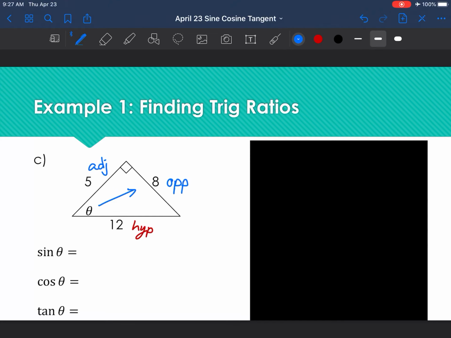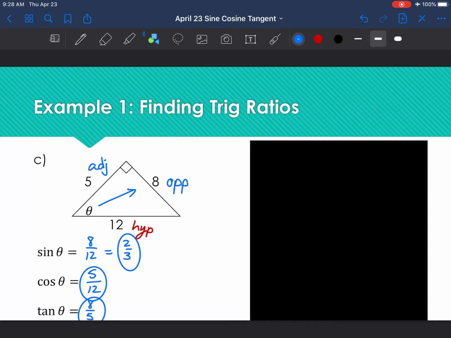All right, so then sine is opposite over hypotenuse. So 8 over 12, does that simplify? Yeah, both are divisible by 4, so 2 over 3. Then cosine is going to be adjacent over hypotenuse, so 5 over 12, which does not simplify, so you just leave it. And tangent is going to be opposite over adjacent, so 8 over 5, which also does not reduce. So there you go, 3 trig ratios. That's what we're setting up right now. And remember, all of this stuff is going to come together on the next lesson.